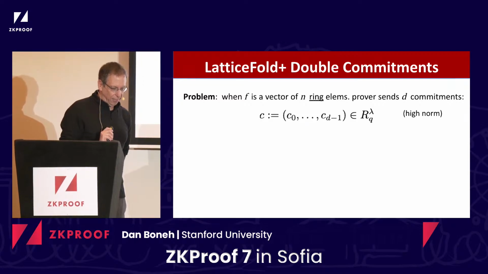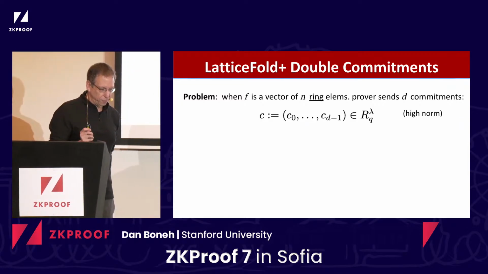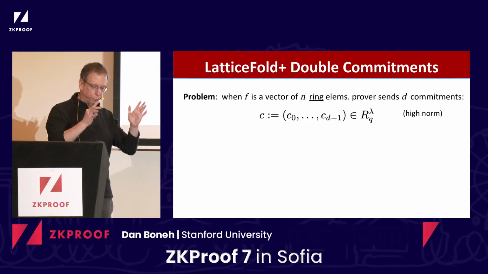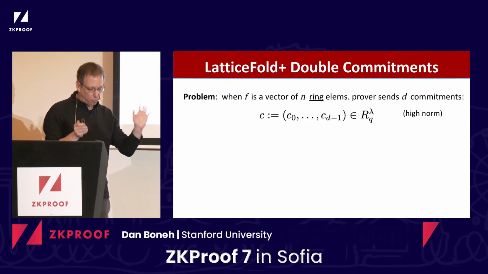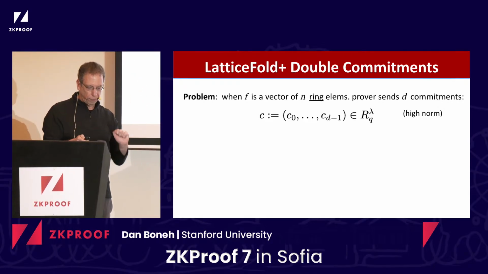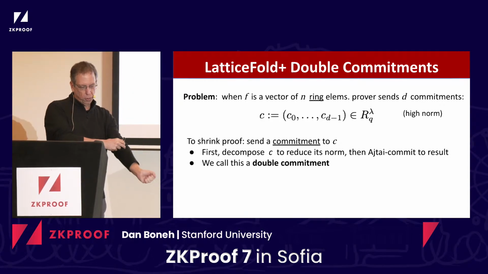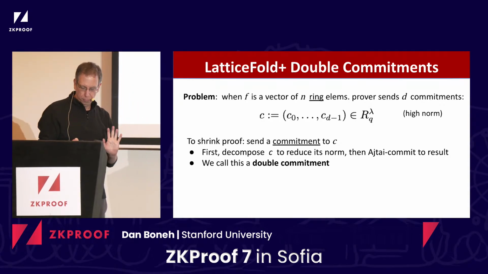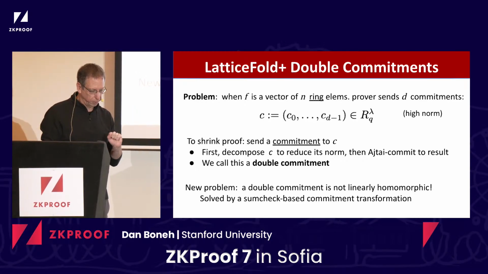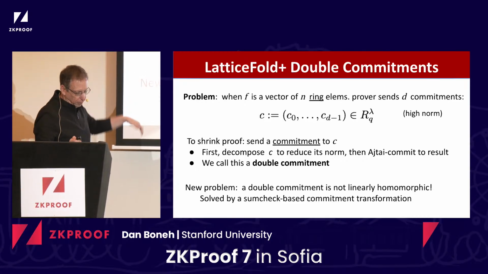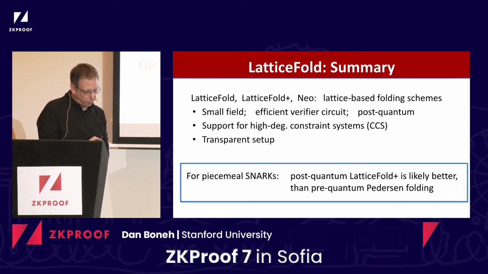Okay. You know what? I think maybe I'll skip this. It turns out if you want to shrink the proof, there's this extra trick called double commitments, where we commit to a vector of commitments, something along the lines of what was used in Labrador. But I think maybe I'll skip the double commitment method. This turned out to be a fairly technical part that maybe I'll skip here.